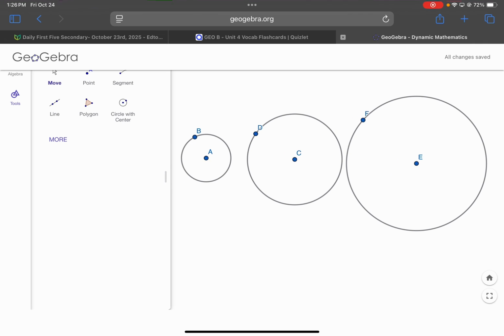So when you get in, you should have 3 circles on your screen that look like this and match the ones in your packet. Go to Schoology, go to Unit 4, go to 4.3 exploration.